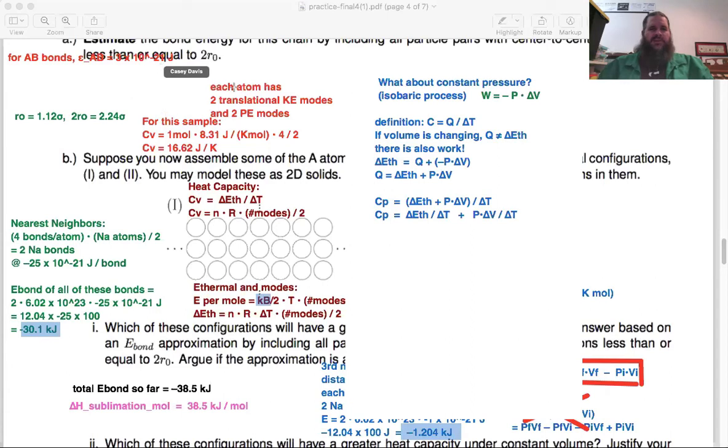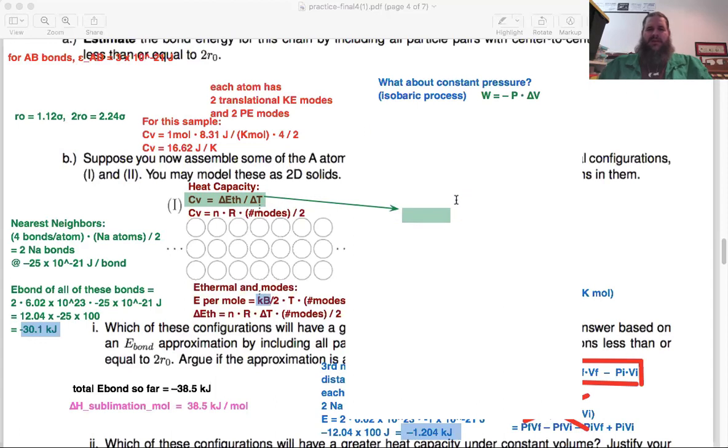And some useful substitutions we can make here. Where have you seen delta E thermal over delta T before? That's just CV. Yeah, that's exactly the CV we were just looking at. So we can actually make a substitution here. Where we see delta E thermal over delta T, that is the constant volume heat capacity. So that means CP is just CV plus an extra little bit.